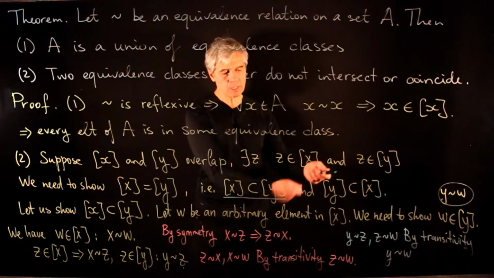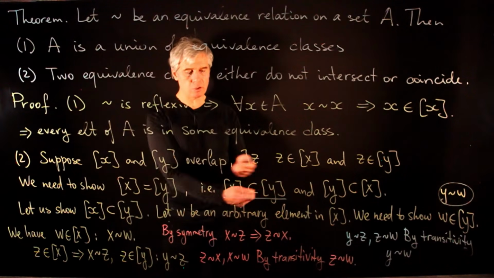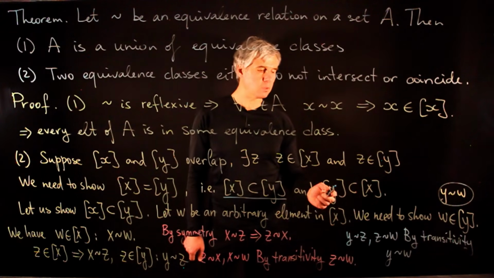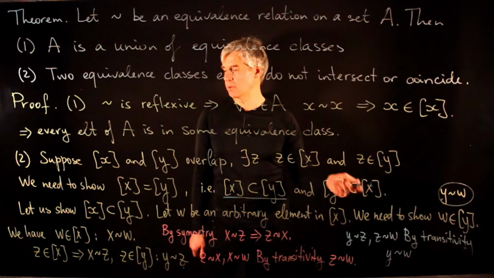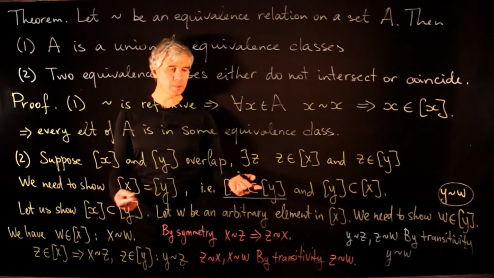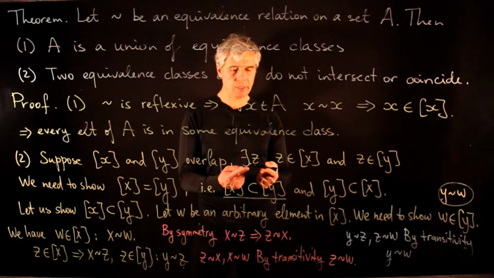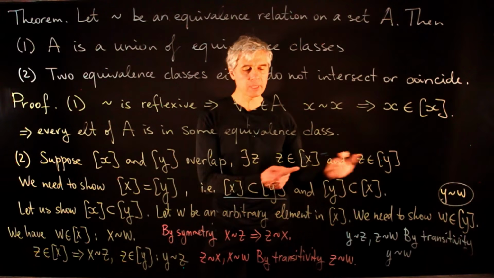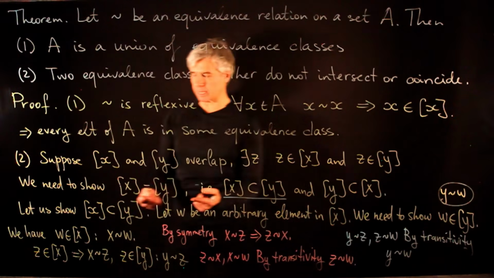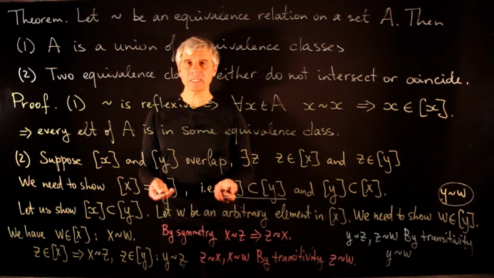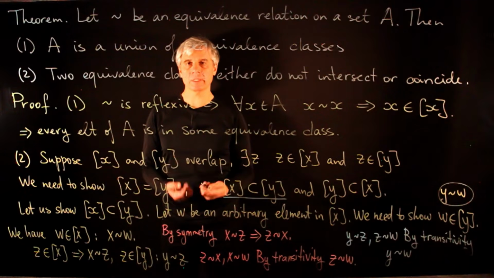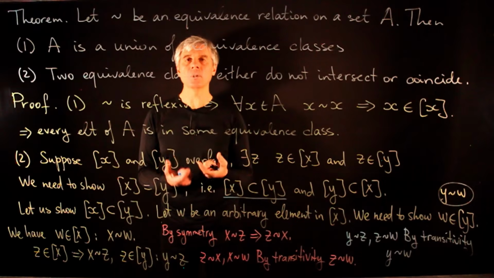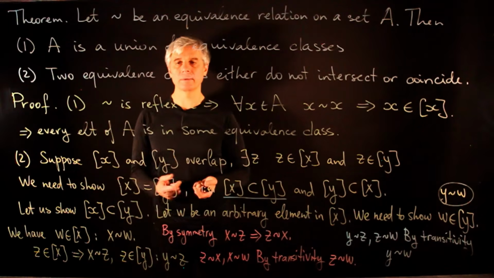But this proof is symmetric, so we can now just switch x and y, and this will give us that equivalence class of y will be inside equivalence class of x. And what we did is we assumed that equivalence class of x and y have a common element, and we proved that these two classes are completely equal. This tells us that we have just two possibilities. Two equivalence classes may be either completely equal or completely disjoint.